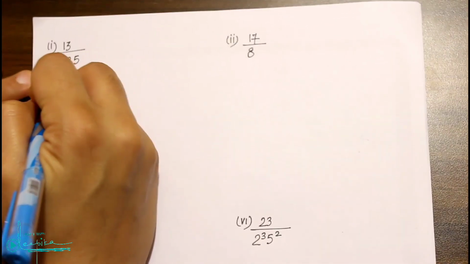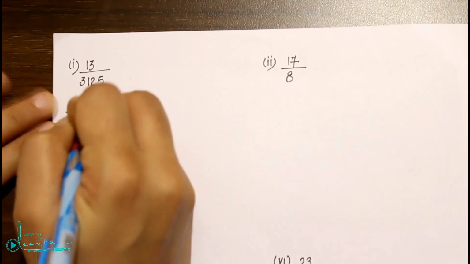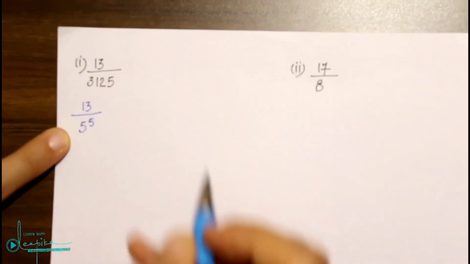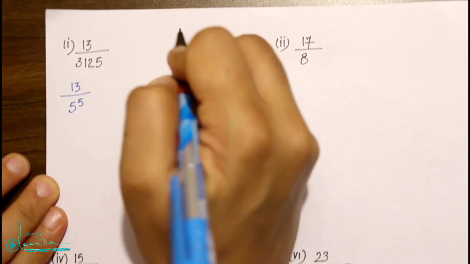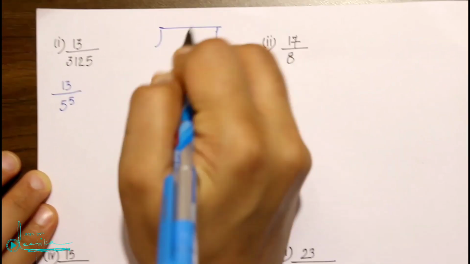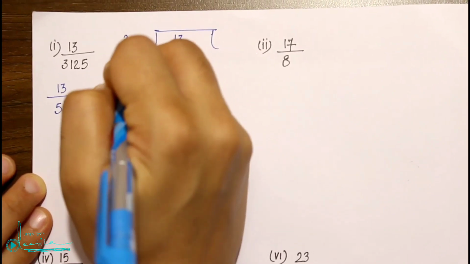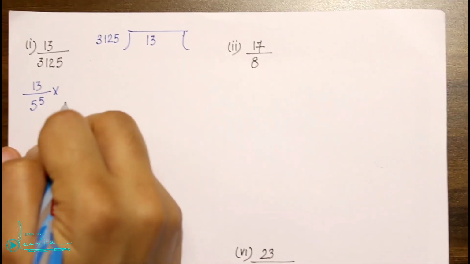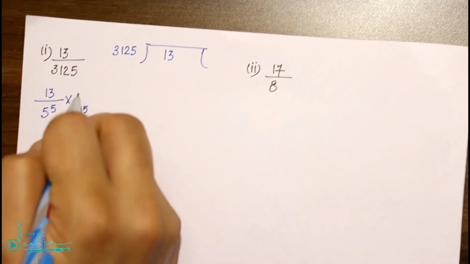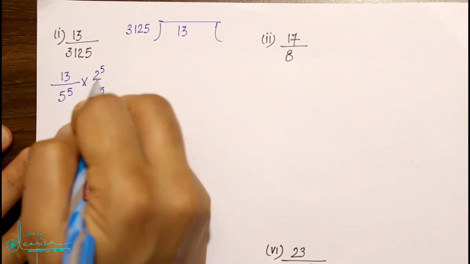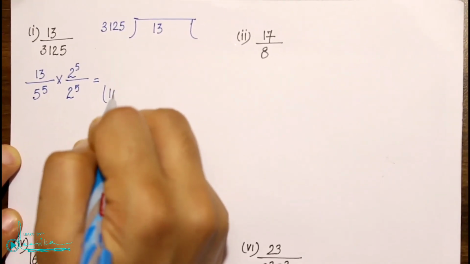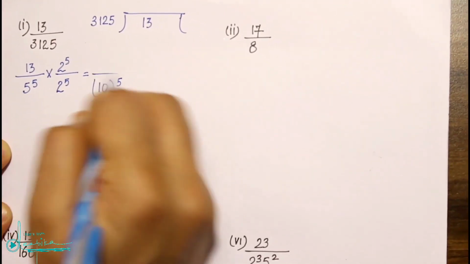First one, 13 upon 3125. 3125 is 5 raised to power 5. The easier way, I don't want to divide it this way because this will be very tedious for us. So the easier one is, if you multiply this by 2 raised to power 5, and 2 raised to power 5 in numerator also, then you will get 5 into 2, 10, 10 raised to power 5.